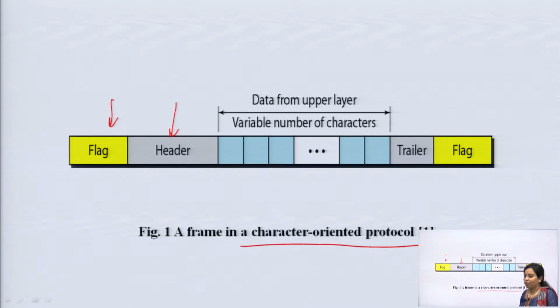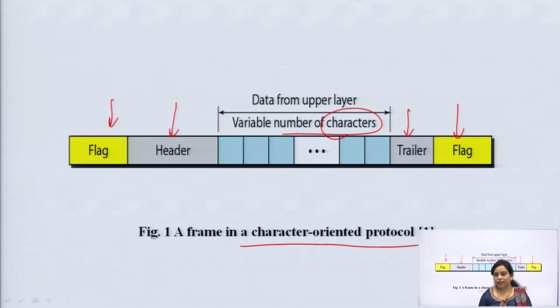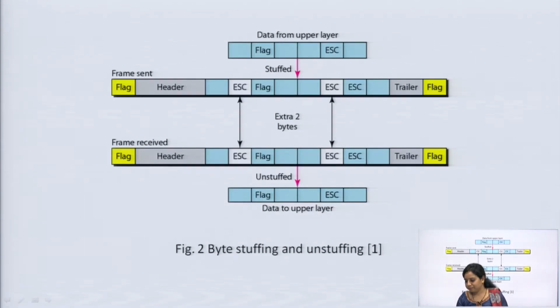This type of information will be presented in the header. Then the data from the upper layer, a variable number of characters, will be there. It is not in the form of 1s and 0s, it is in the form of characters. Then it is followed by the trail bits and the flag. That flag after the trail bits signifies that the particular frame has ended over here. This is how a character oriented protocol looks.